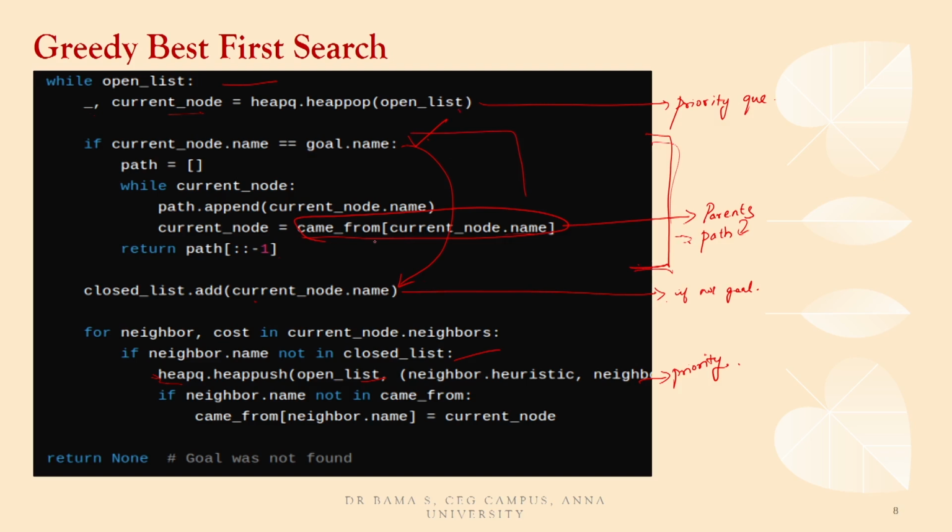So, at each stage we are appending the parents, and at the last we are reversing it. If the goal is not found, we are adding it to the closed list, and for each of the expanded nodes we are finding the neighbors along with the heuristic value. Using the priority queue, we find the minimum heuristic value, and the whole loop continues until the goal is found. This is the example of greedy best first search.